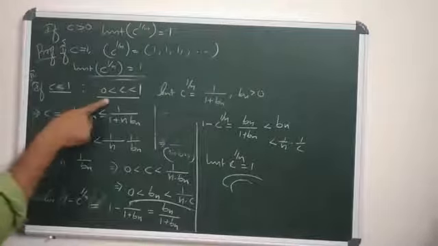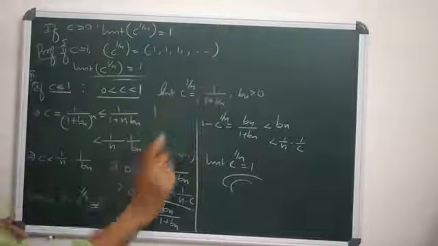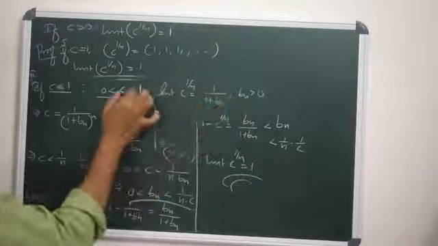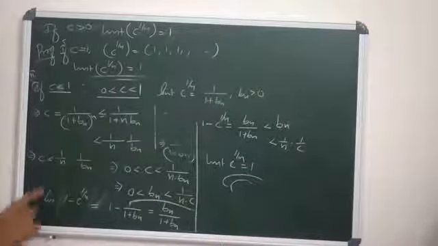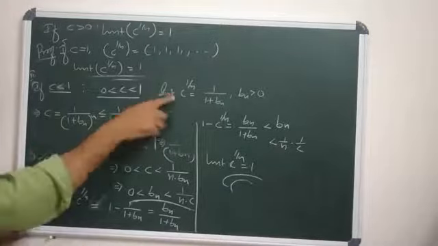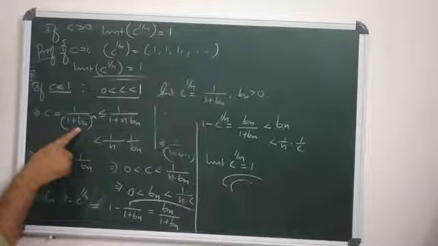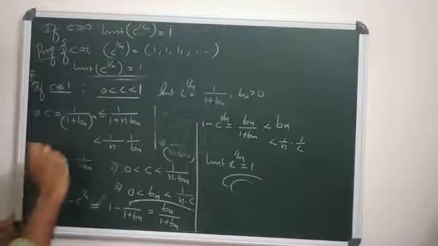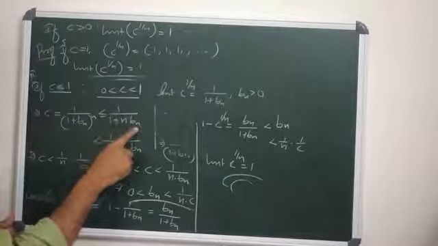We have said c is less than 1, and c power 1 by n is chosen as 1 by 1 plus bn, with bn positive. So this choice is possible. Why? Because c lies between 0 and 1. So from here you can take the nth power: c equals 1 by (1 plus bn) all power n. But by Bernoulli inequality, (1 plus bn) power n is greater than or equal to 1 plus n into bn.